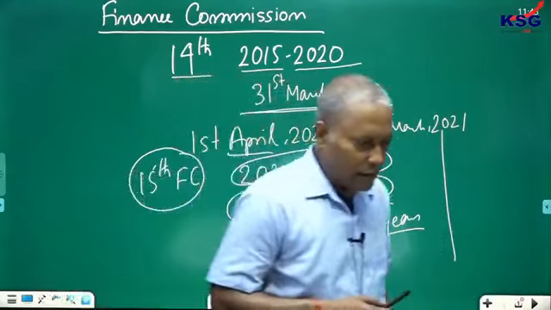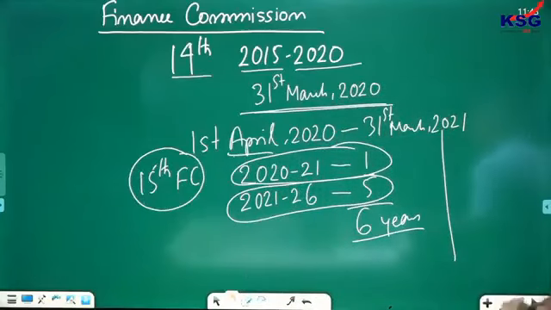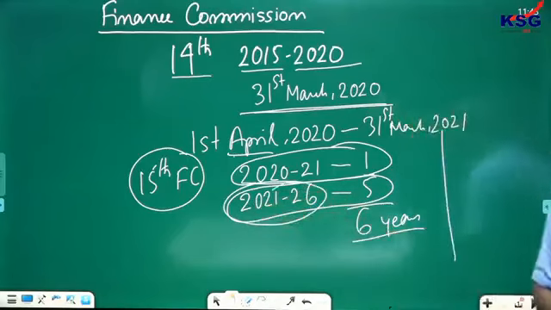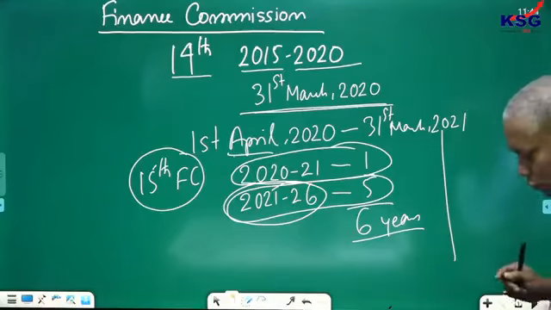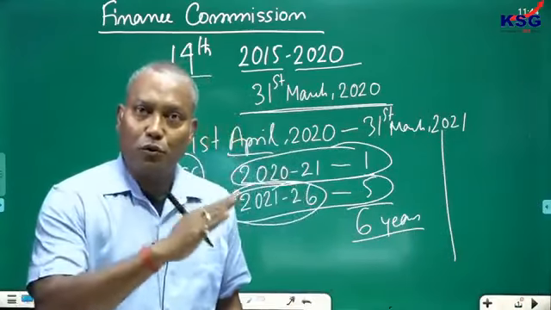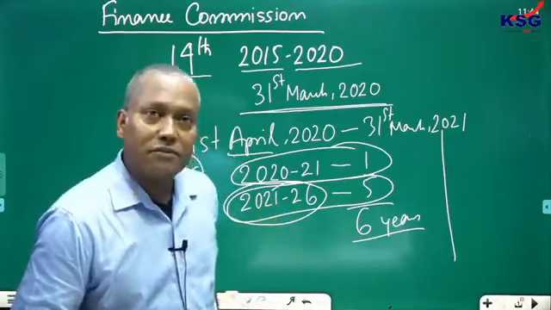Okay, continue. The final report with the recommendations for the 2021-26 period was tabled in parliament on 1st Feb 2021, because the final report is implemented from 21 to 26, so it was tabled on 1st Feb 2021.